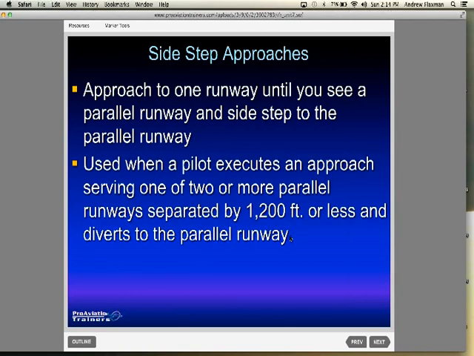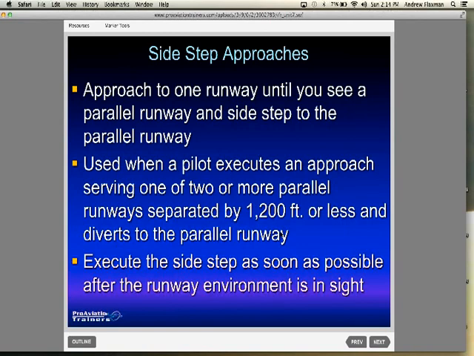It's used when a pilot executes an approach serving one or two or more parallel runways separated by 1,200 feet or less, and then diverts to the parallel runway. Execute the sidestep as soon as possible after the runway or environment is in sight. Sometimes they'll tell you, though, to execute your sidestep on a 5-mile final. Because, once again, like going back to San Francisco or places like that, even though it could very well be visual conditions, because of arrival traffic and how they want to separate everybody, they still want you flying that approach with the sidestep.